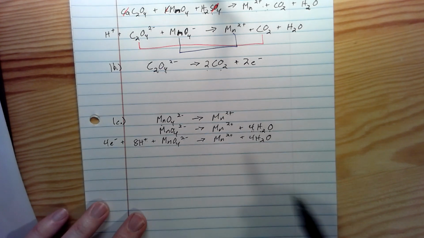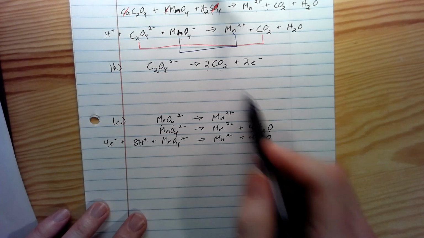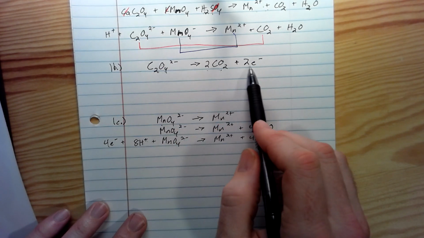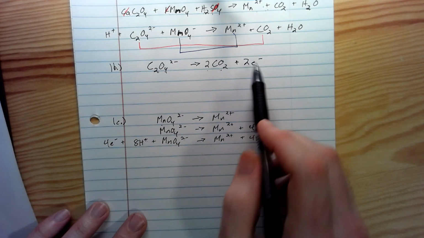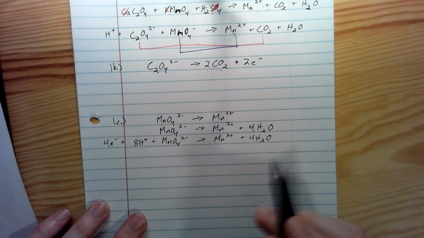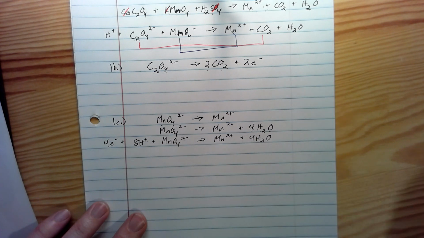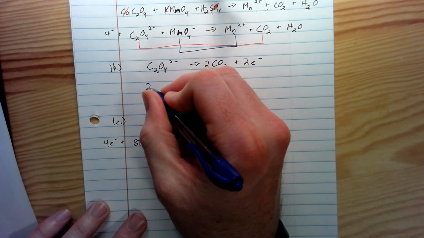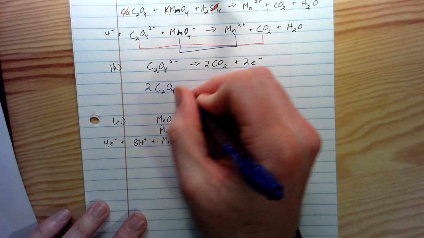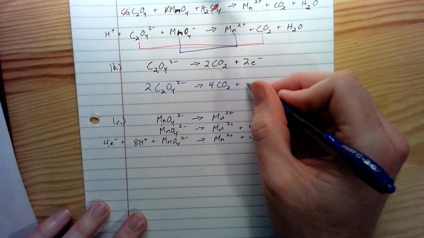I'm adding 4 electrons here, which is your reduction, because it's the gaining of electrons. And this is my oxidation because it's the loss of electrons right here. And notice that your electrons are on opposite sides, which is super helpful. You also notice that your electrons are not the same, so let's go ahead and fix that. We're going to put 2 C2O4 2 minus going to 4 CO2 plus 4 electrons right there.